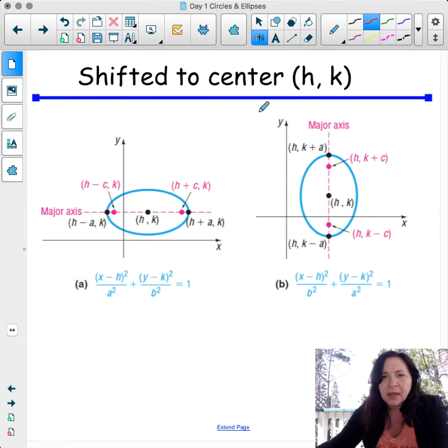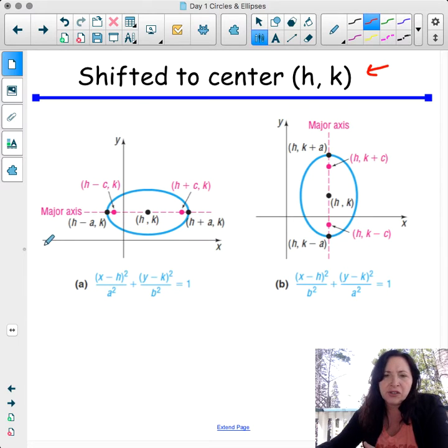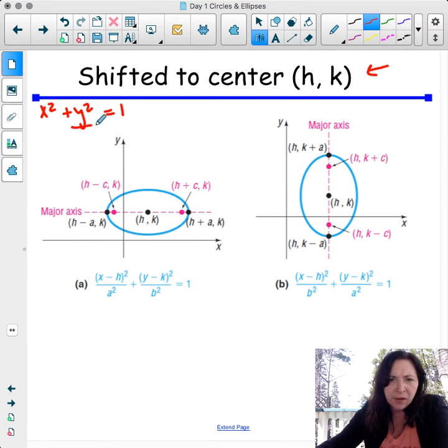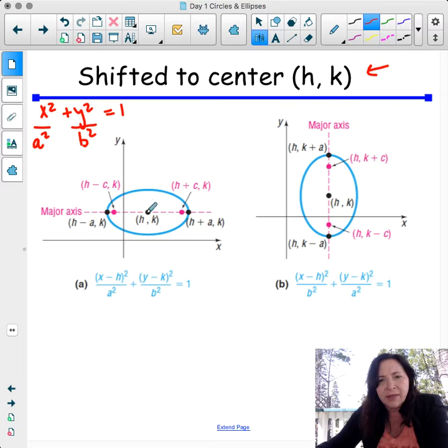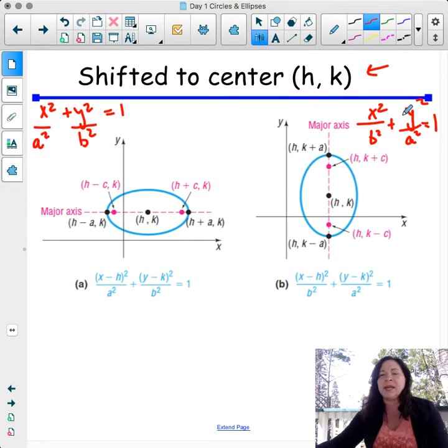So again, h, k shifts my ellipse off the center. In the previous example, we had x squared over a squared plus y squared over b squared is equal to 1. Underneath that, we had our major axis being under x, and our minor axis being under y. This would be different. This would be x squared over b squared plus y squared over a squared equals 1. And that's with the major axis under y, because that's elongated, that's larger.